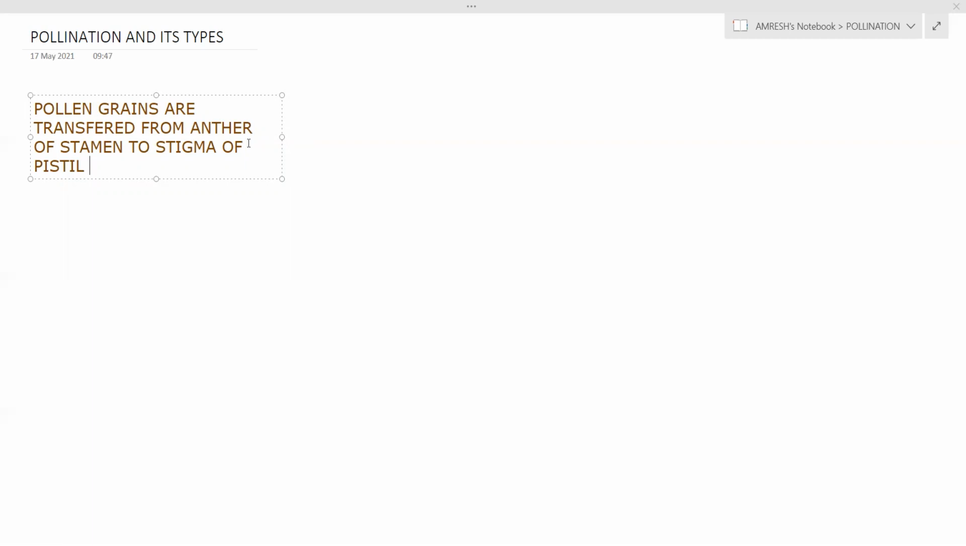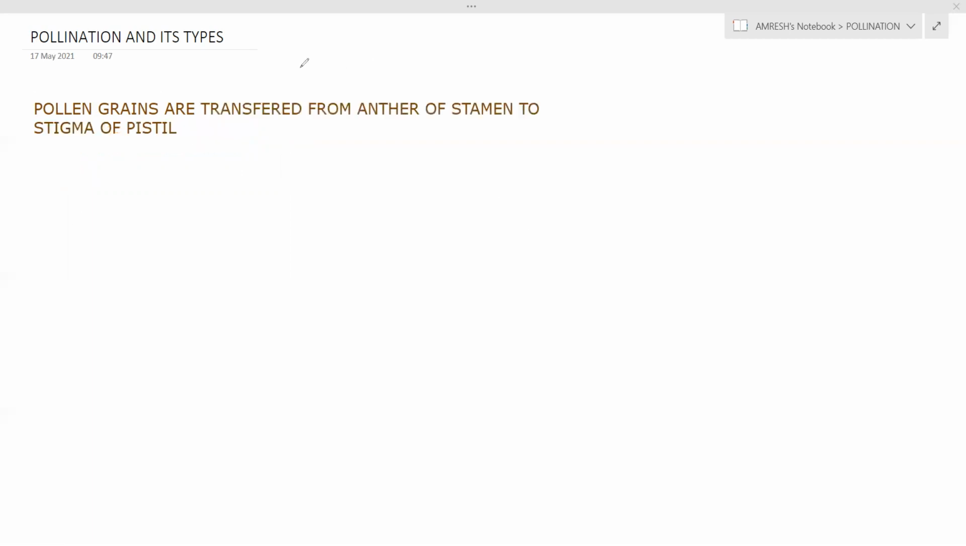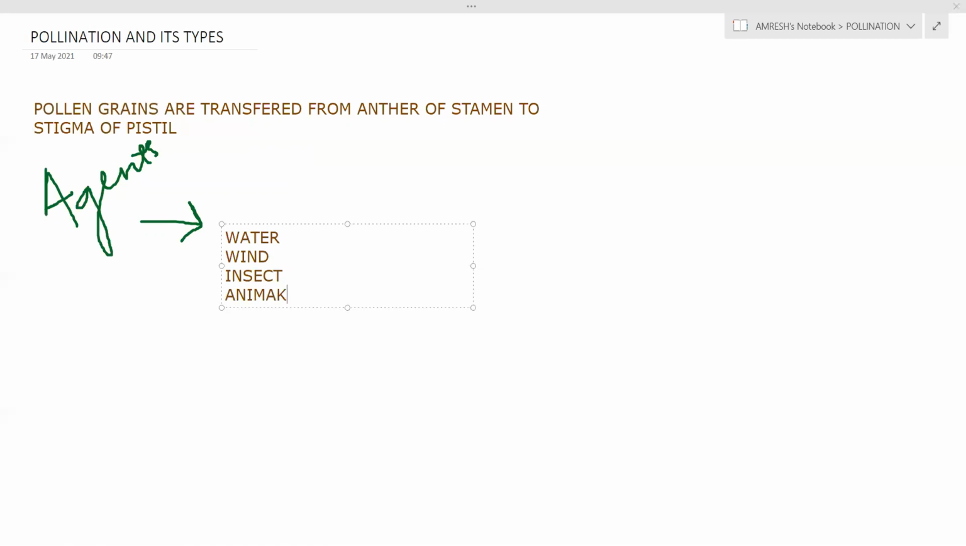So for pollination we require agents. What are those agents? It may be water, wind, insects, or animals. Animals also can be the agents for pollination. But in your course, we have only two things: wind pollination and insect pollination.